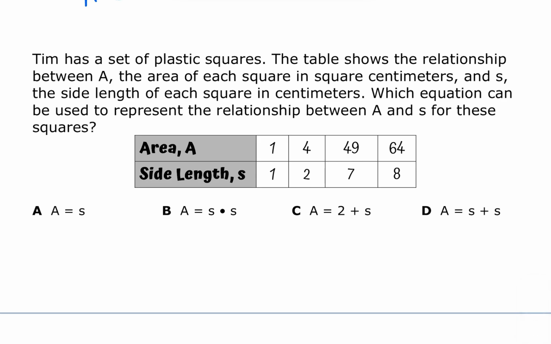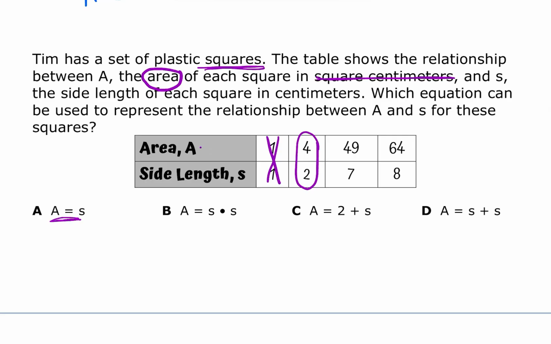All right, last one. Tim has a set of plastic squares. Okay, so we're dealing with squares. The table shows the relationship between A, the area of each square in square centimeters. Remember, that's just telling us centimeters. And S, the side length of each square in centimeters. Which equation can be used to represent the relationship between A and S for these squares? So I am not going to use the first row because they both have a 1. Let's use this one. These are small numbers and that will help me.